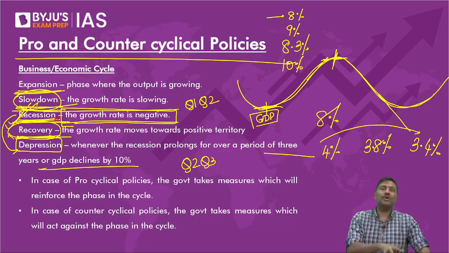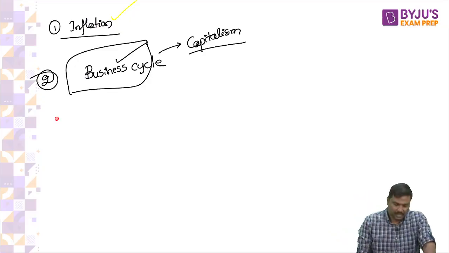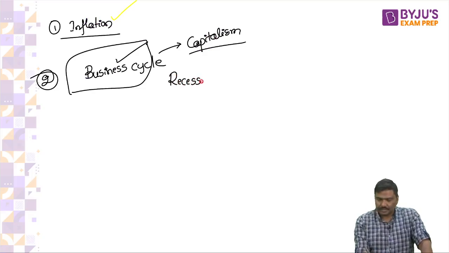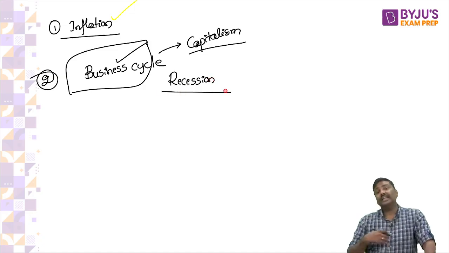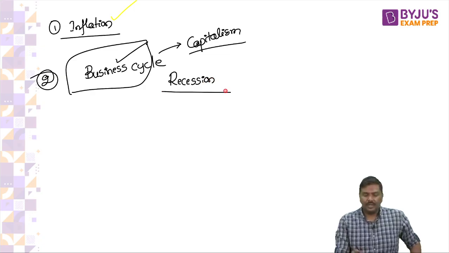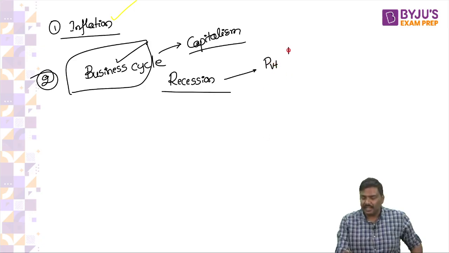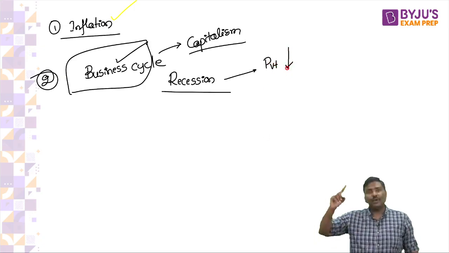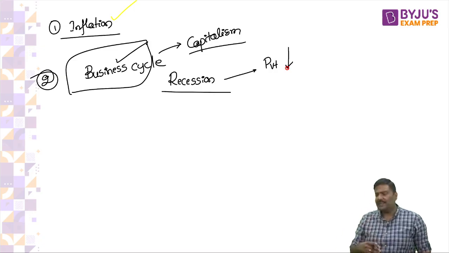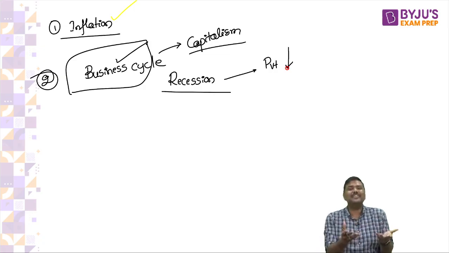Now come to the idea of a pro and counter. Follow this very carefully. Do not be confused. Imagine there is a recession. Now, is it okay if I say during recession, private sector investment is very low? Let me know. Do you agree or not? During recession, private sector investment is very low. Why will the private sector invest? Why should they invest?